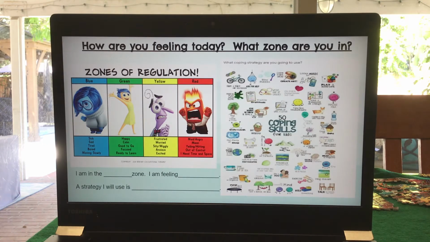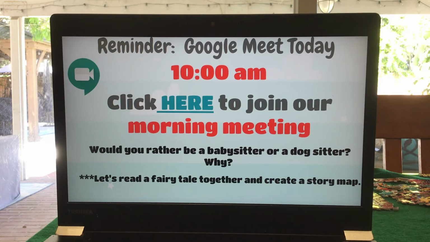A check-in. We are going to have our Google Meet today at 10 o'clock. If you are able to join, please click the turquoise here. Our morning meeting is going to be a fun would you rather. So our topic today is, would you rather be a babysitter or a dog sitter, and why? And then we're going to read a fairy tale together, and we're going to work on creating a quick little story map.